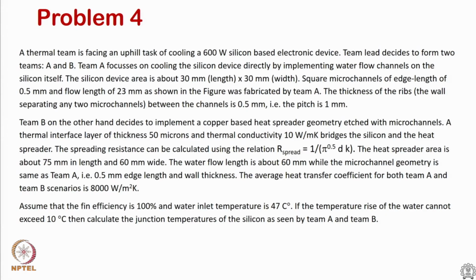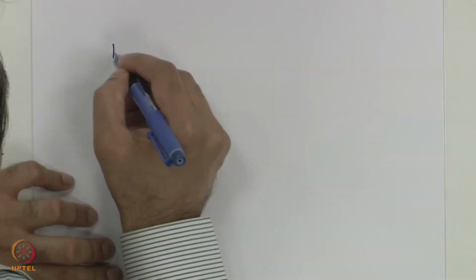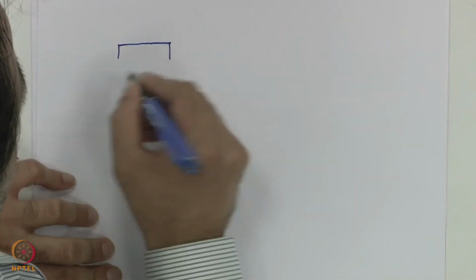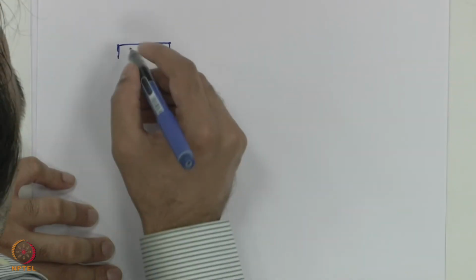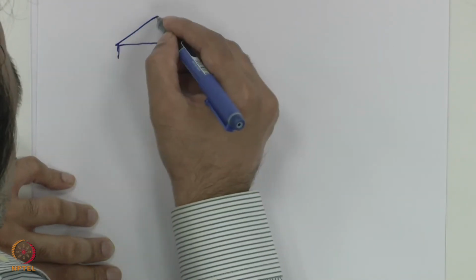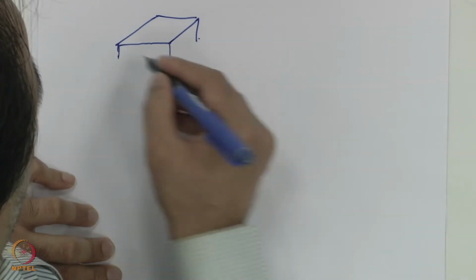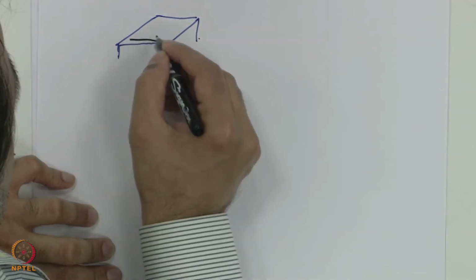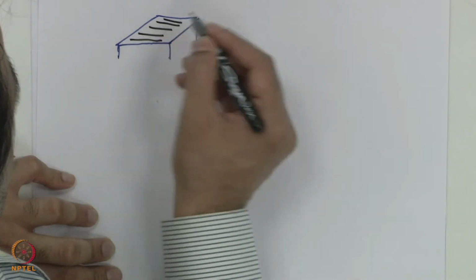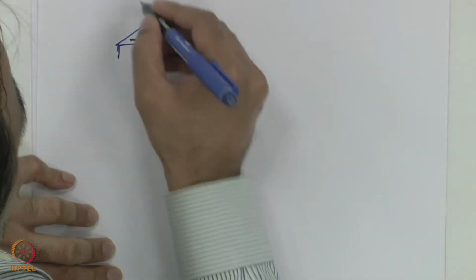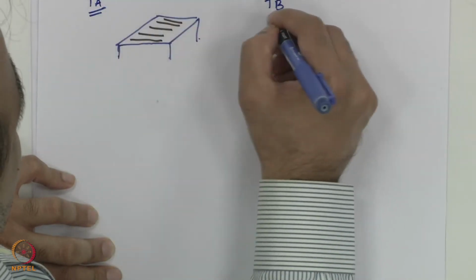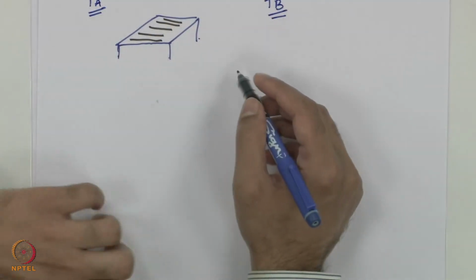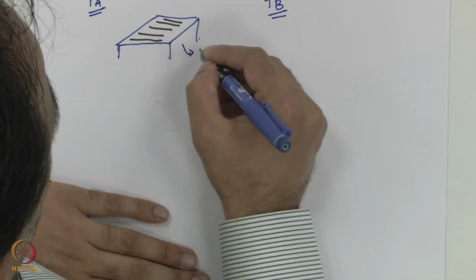And the goal of the problem again seeks two types of solution. There is a silicon device, and there are two teams. One team says putting microchannels on the silicon itself is sufficient. So this is a silicon device and there are microchannels. This is team A. Another team, team B, says no, spreading resistance is important for this case because this silicon is dissipating 600 watts.